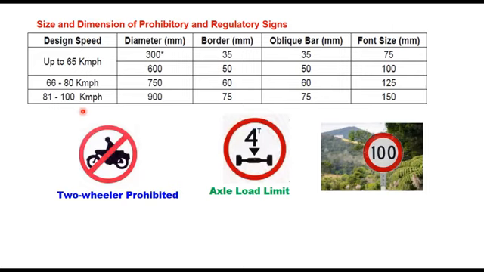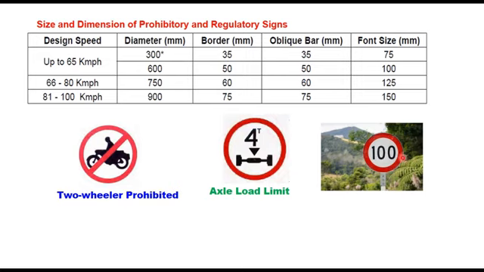The size and dimensions of prohibitory signs and regulatory signs. The prohibitory signs are like this, where you have a diameter, you have a border, you have an oblique bar, and then something is written here. It's the font size. And all the dimensions are given here. It can be a control sign also, like a speed limit sign.